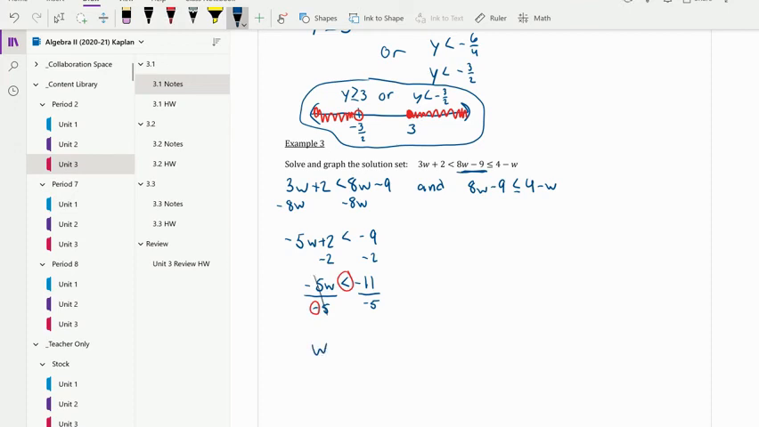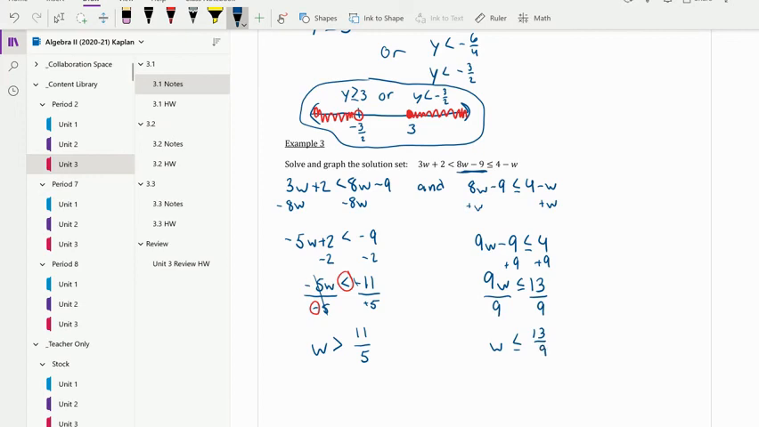We get w is greater than. Now, these are both negative, right? So this is going to be a positive 11 over 5. On over to this one, we're going to get our w's on the same side. So I'm going to add w. We get 9w minus 9 is less than or equal to 4. Add the 9 over, we get 9w is less than or equal to 4 plus 9, which is 13. And now divide by 9. And we get w is less than or equal to 13 ninths.